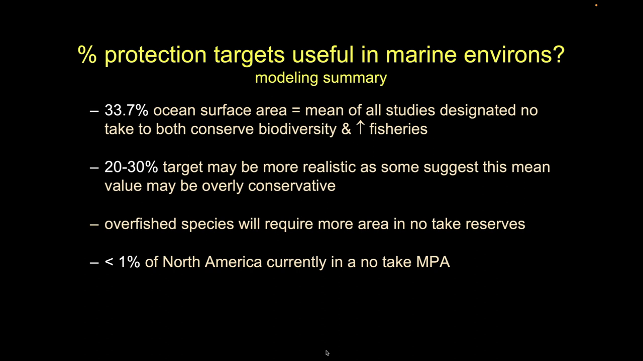This is a couple years old now. I haven't done this since before COVID, but the main takeaway I think is still valid, which is, if we summarize a lot of these modeling studies that have been done in the last couple decades, we get something on the order of about a third of the surface area is necessary to both stabilize biodiversity and grow commercially exploited fish species. So about a third. Is it exactly 33.7? That's what the numbers came out to, but the point is a third seems to be fairly well supported and defensible.